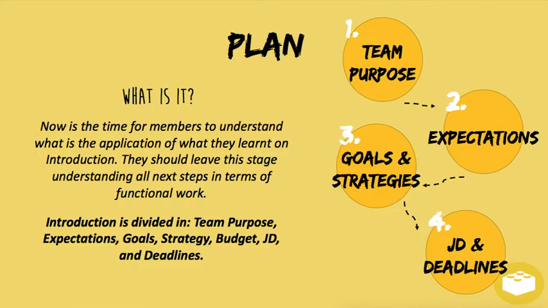So starting with plan, plan in terms of team standards is divided in four topics. Co-creating the team purpose is the first topic, which is where all of the people in the team are united by one purpose that connects them as a team. Then you set your expectations from you as a leader to the team, and then from the team to you. Understand better the goals and strategies, and then individualize these things, setting clear JDs and deadlines.